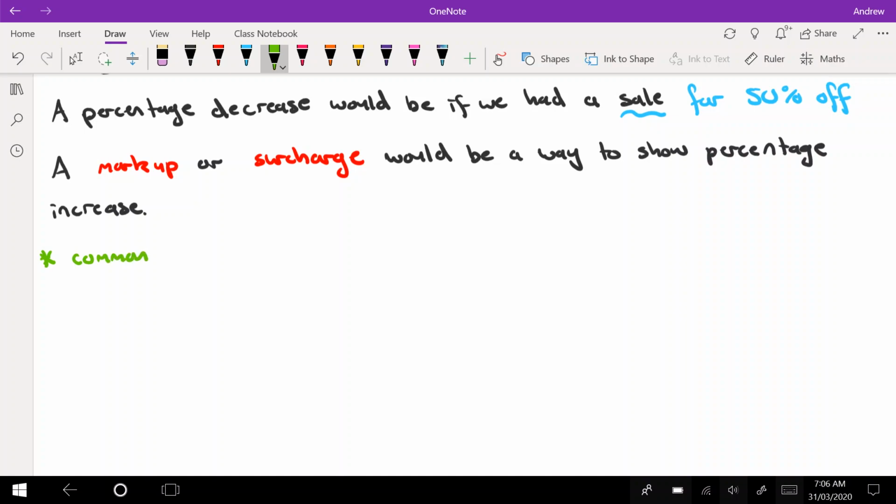Some common words that will be used to represent decrease. They might not always say, what is the percentage decrease? They might give you some other words that they will mix in there, but you just need to be aware of what they all mean. So a common word to represent decrease is something like a reduction, a sale, loss, words like that. Reduction would be if the price goes down. Sale, again, we're taking some off, or a loss would maybe be talking about overall profit or something like that.